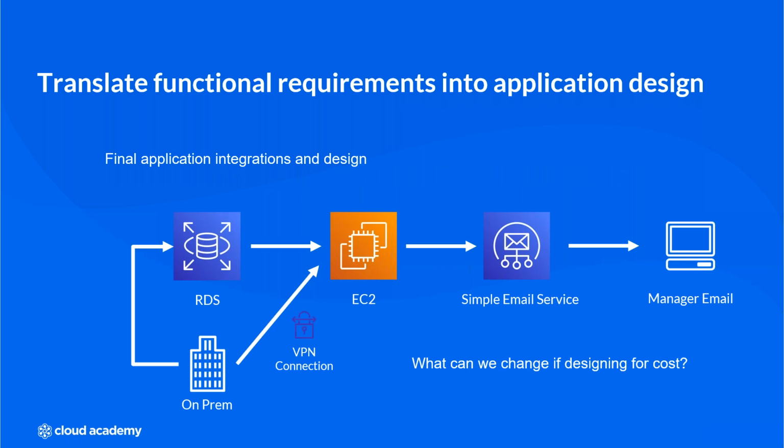So what does that look like? Whatever our final application is, this is sort of the functional design that we've come up with. Our application is going to probably sit here on EC2. It's going to need a reference to an RDS database, or it's going to need a VPN connection to some sort of on-prem database. At some point, it's going to have to talk to an email server using the Simple Email Service and push it out to the manager's email.